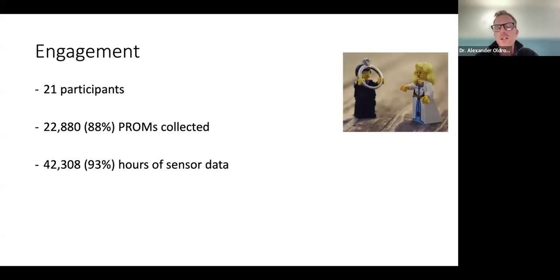I suspect in the MyoPAD 2 study, this may be a little bit lower because it's in a real-world cohort over a longer period of time, but we'll see. And this is reflective of lots of other similar studies. People engage really well with these studies.